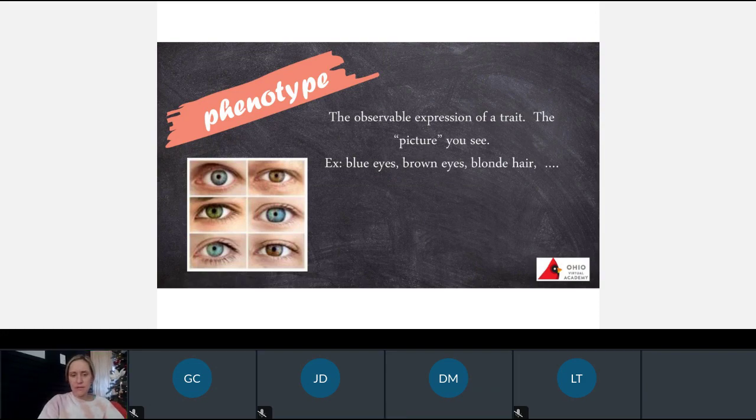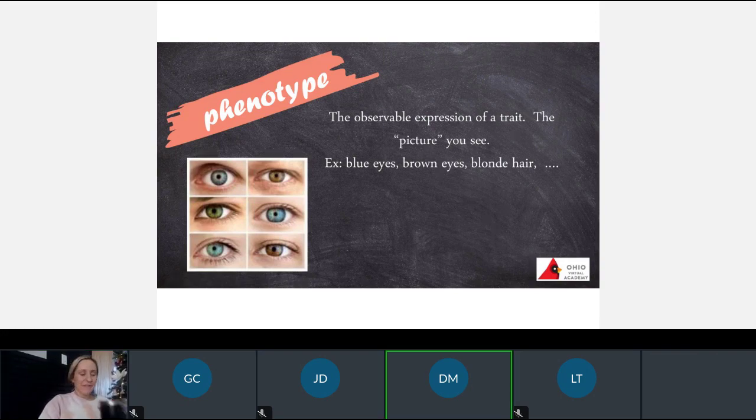Oh, no. All right. Do you guys see it? See what? Do you see the phenotype slide? Yeah, I see it. Okay, my computer must just be slow. It's just empty. Well, you just read it because you can see it even if I don't.